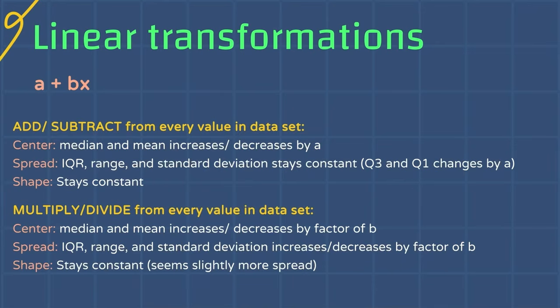Multiplying or dividing every value in the dataset, the center, the median and the mean, would increase or decrease by a factor of b. The spread, the IQR, the range, and the standard deviation would also increase or decrease by a factor of b. The shape always stays constant.